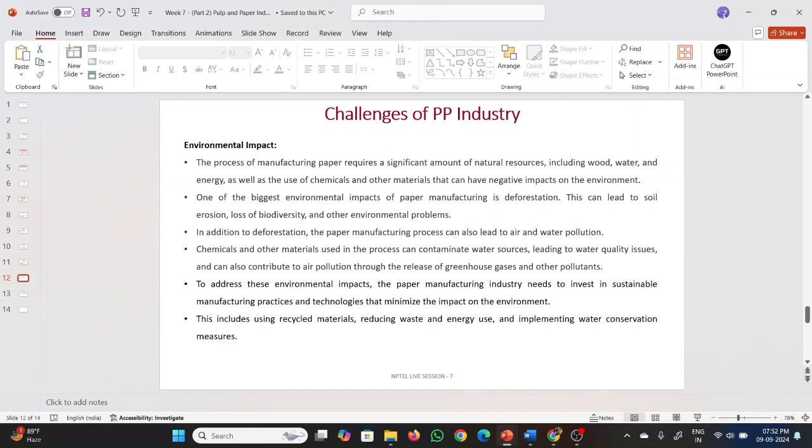So we will now discuss the environmental impact of the pulp and paper industry, because I already discussed in the first class on the pulp and paper industry that it causes a lot of water waste generation, and is also a huge source of deforestation. So there is a lot of environmental impact.